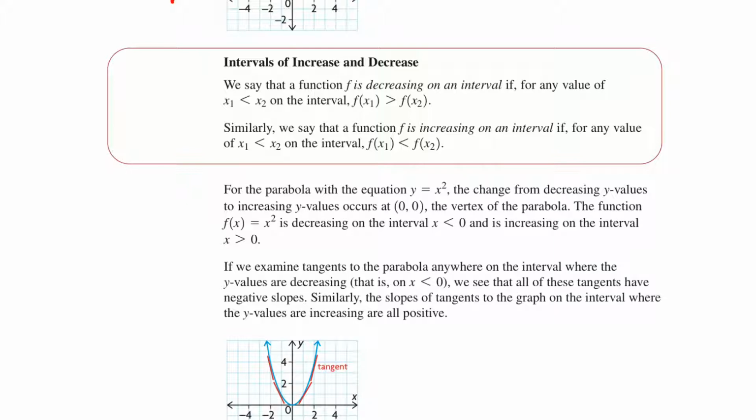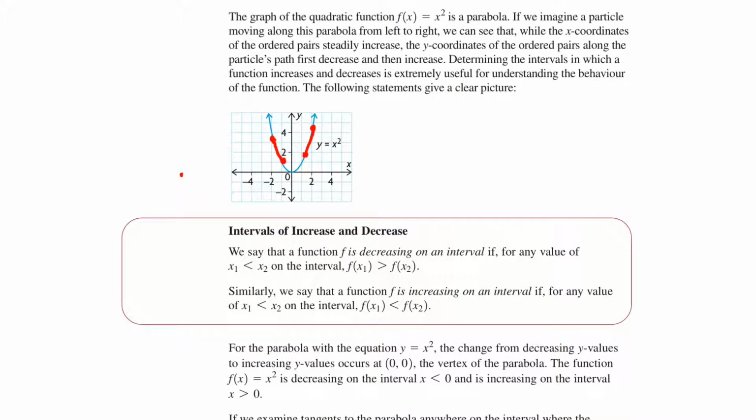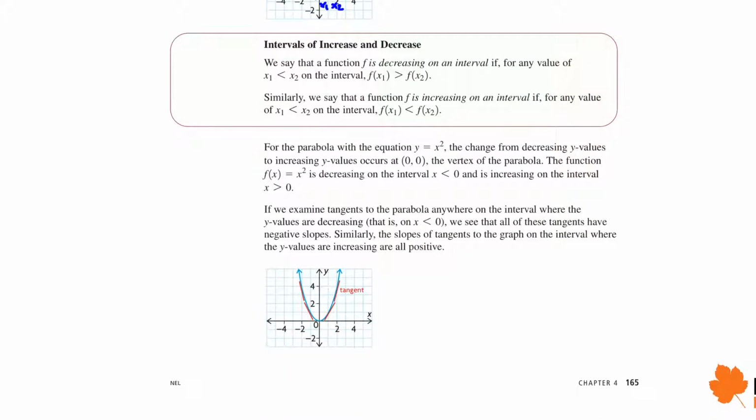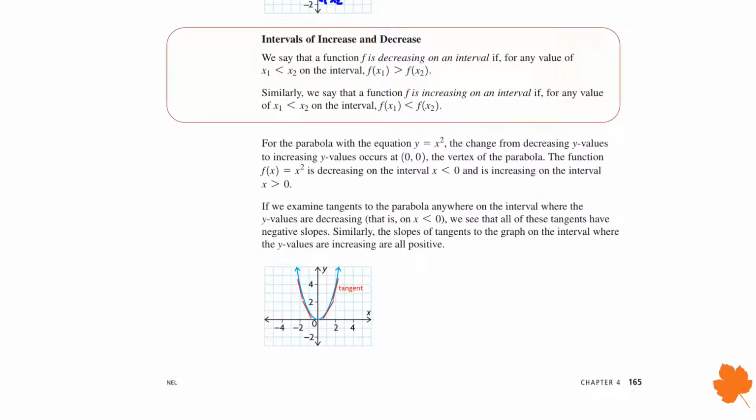For example, if we consider f of x equals x squared for x's between 0 and 2, if we choose x1 smaller than x2, f of x1 is smaller than f of x2, which means the function is increasing when x is between 0 and 2.